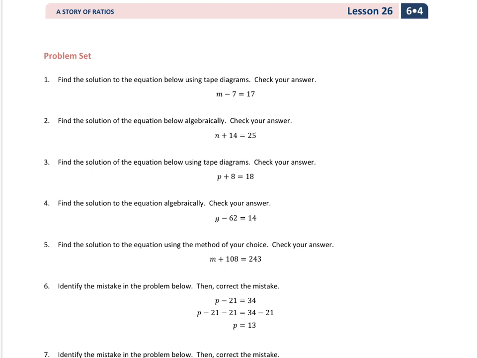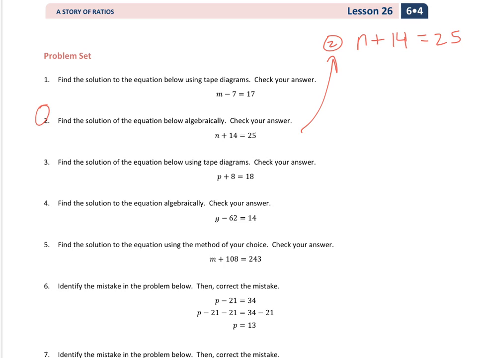So let's start with number 2. Find the solution of the equation below algebraically, meaning with just using our numbers. I'm going to show two different forms for this one. I see I have n plus 14 equals 25. There are two different ways I can solve this algebraically. I can show it vertically or I can show it horizontally.